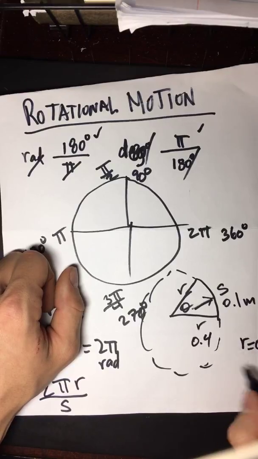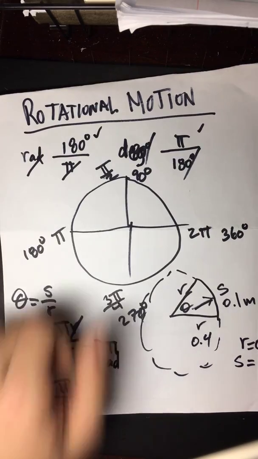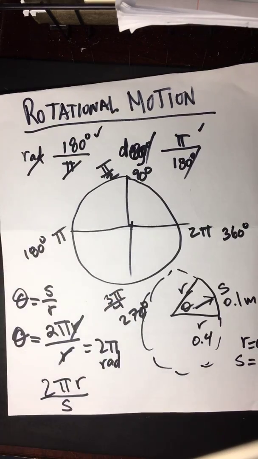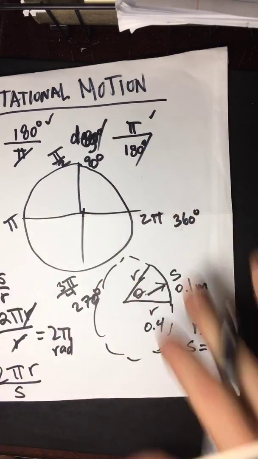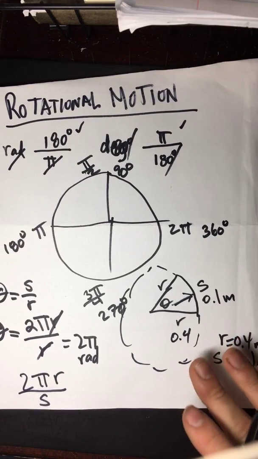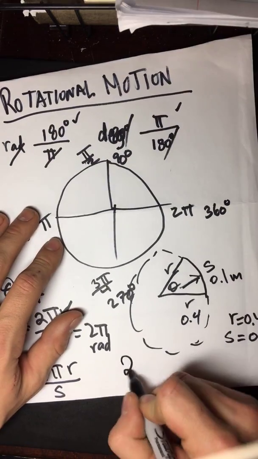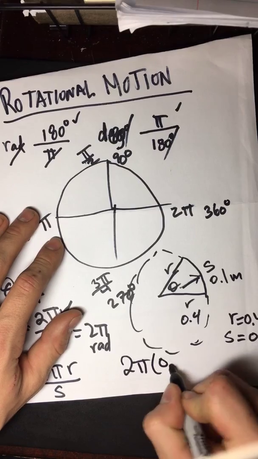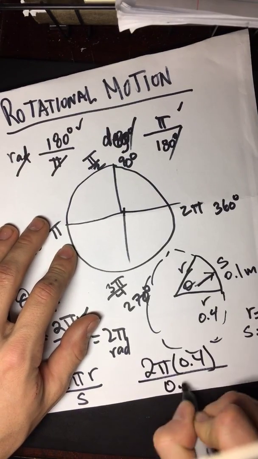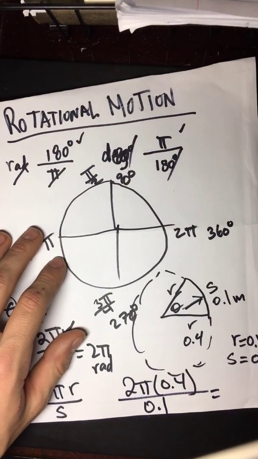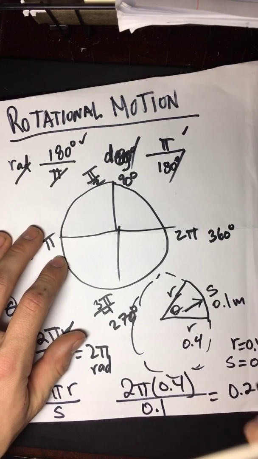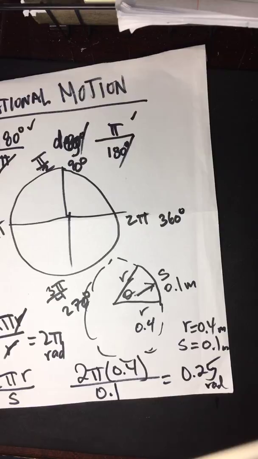I always write my givens down first, everybody, because it's the easiest thing to understand. And that's my arc, and they're both measured in meters, which is lovely. Okay? So we have this all written out. Now when we plug everything in, we're just going to plug 2 pi times the radius of 0.4 over 0.1, and I'm going to wind up getting 0.25 rad. So I get 0.25 rad, and that's my answer for that, okay?